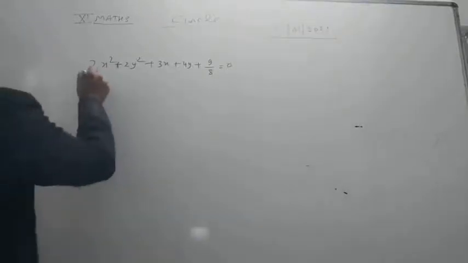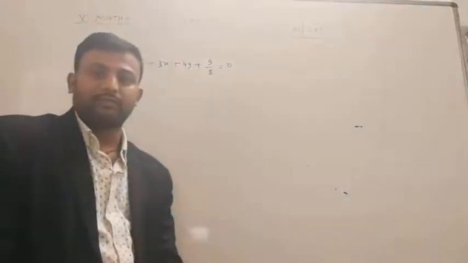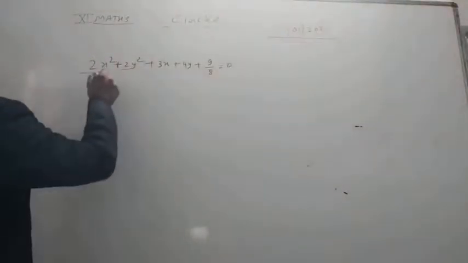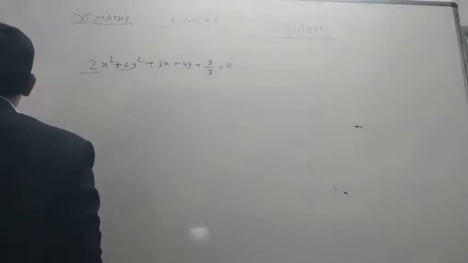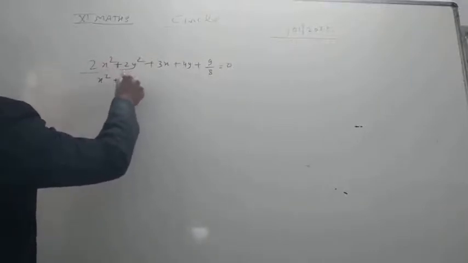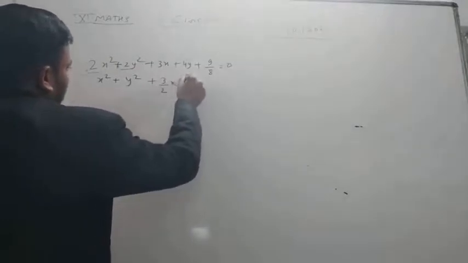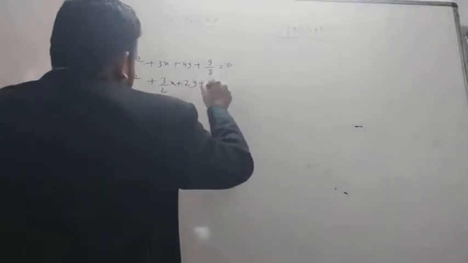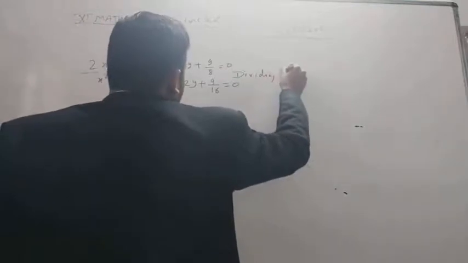So student, the coefficient of x square and y square is not unity here. So first of all, we take the common factor. I will divide the whole equation by 2 and change it into the form of the general equation. Okay, so we write x square plus y square plus 3 by 2 x plus 2y plus 9 by 16 is equal to 0. We write here, dividing by 2.